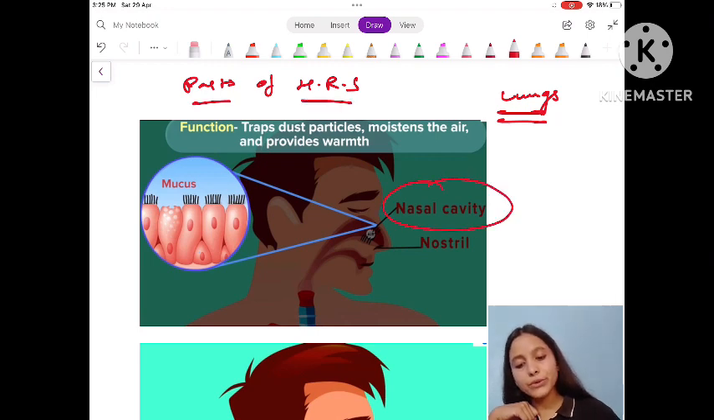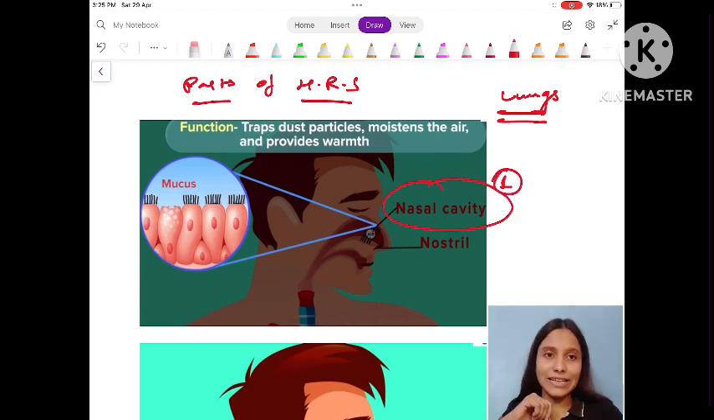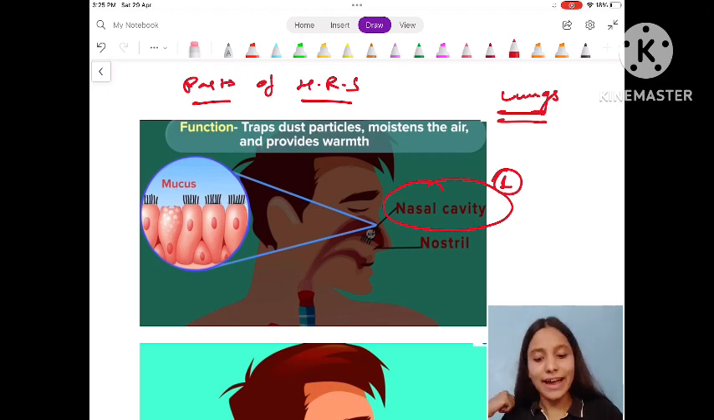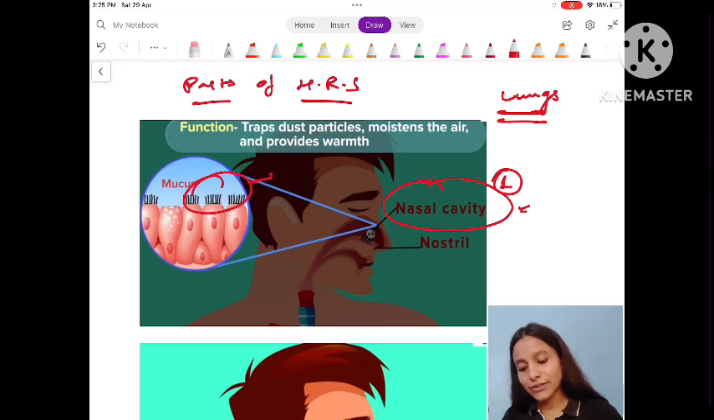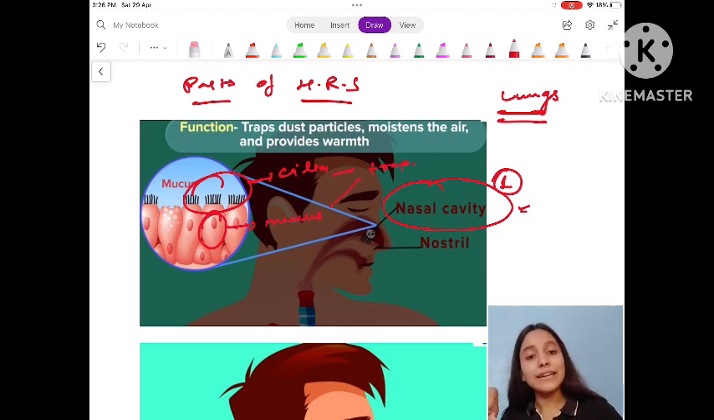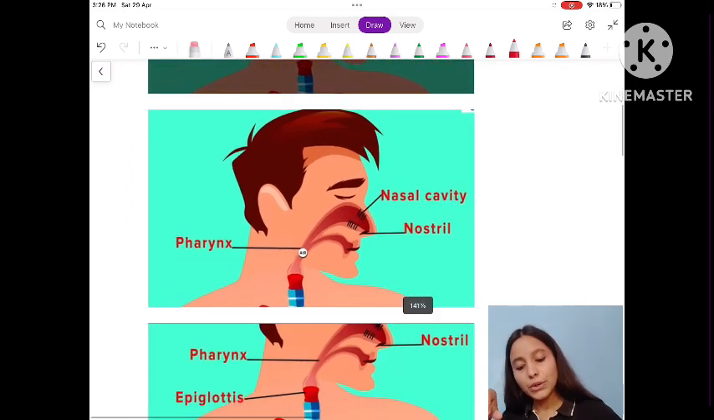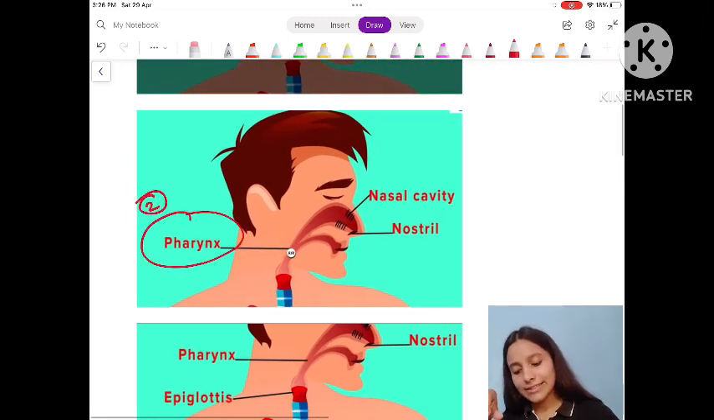The first part of the human respiratory system is the nasal cavity. As we know, the air enters our body from the external nostril and then reaches a cavity that is called the nasal cavity. This nasal cavity has hair-like structures called cilia, and cells which release mucus, and both of them together help in trapping dust particles. And this nasal cavity then opens into a structure called the pharynx.